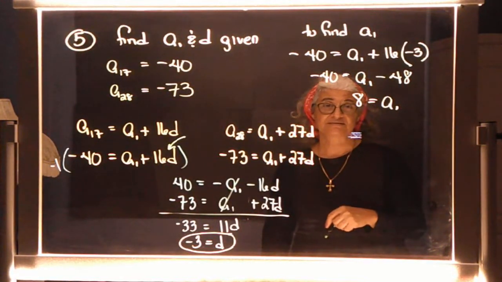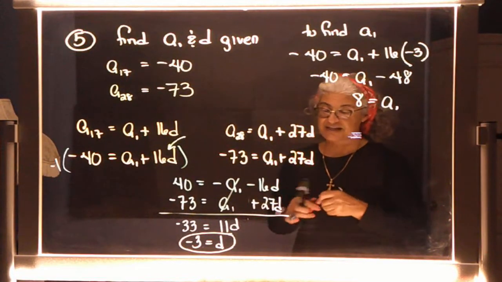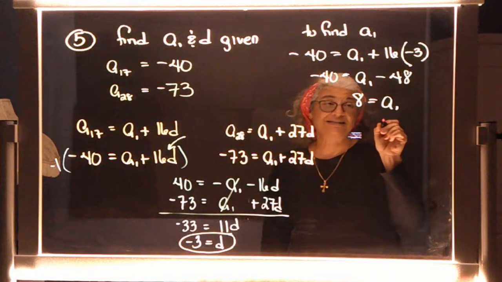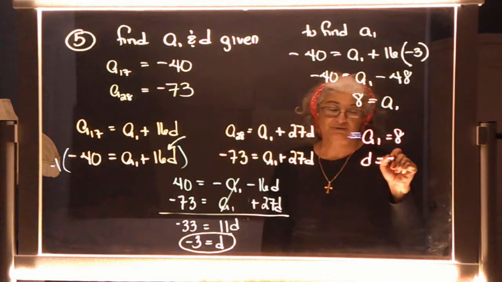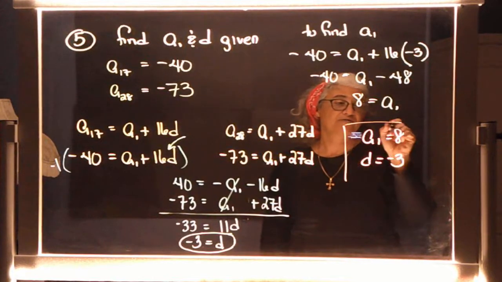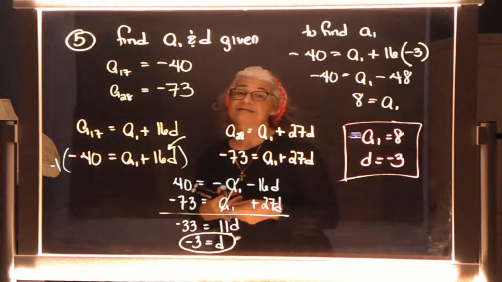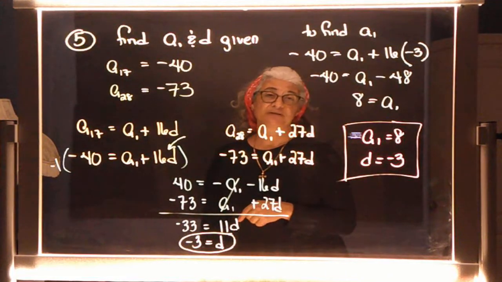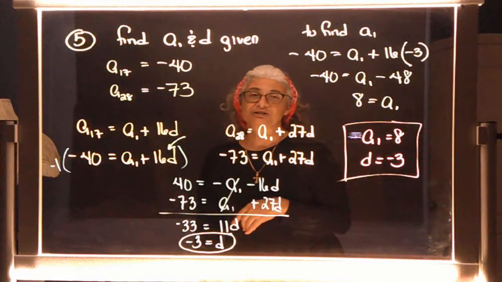Yes? So I found what they were looking for. They asked me to find a sub 1. So I did. A sub 1 is 8. They asked me to find d, which was negative 3. I could find any other term I wanted for this arithmetic sequence knowing those two pieces of information. Hang in there. I'm going to show you how we're going to do that.